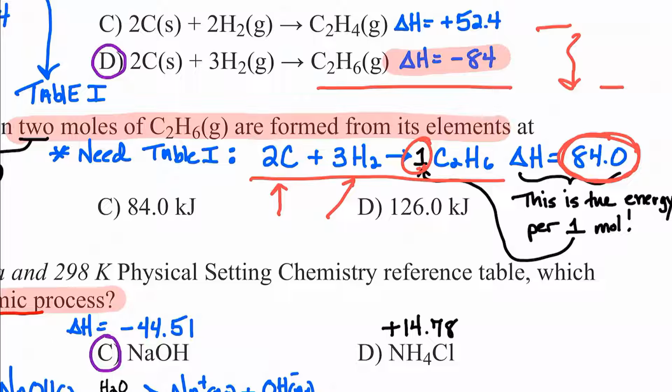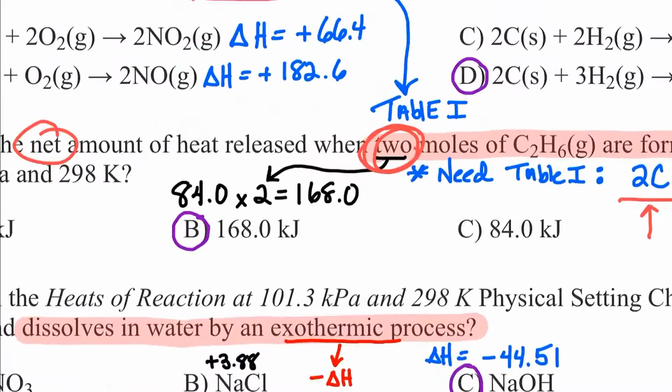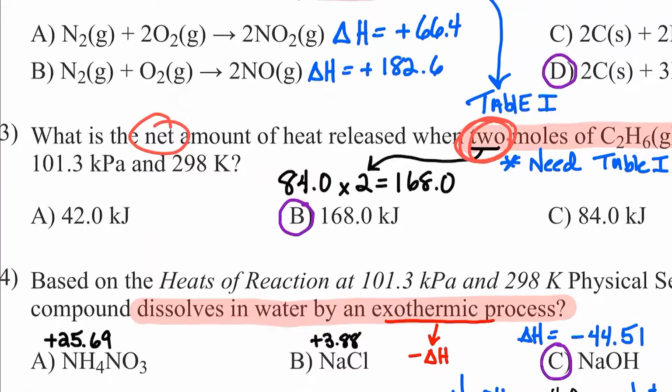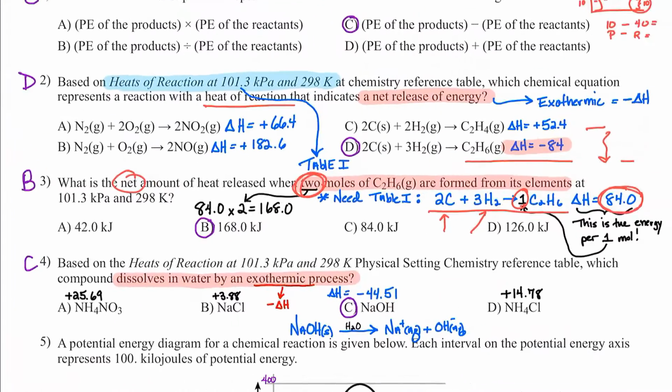absorbed. But they want 2. The question wants 2. So if 1 gives 84, 2 is 2 times that. That's all you're doing here. So you take your 84, which is per 1 mole. And again, I know it's per 1 mole because in the reaction they're giving me, it's 1 mole. So there is 1 mole there. And therefore, for every 1, there's 84. If they want 2 times that, if you want to write a proportion, you can do that, but it's that simple.